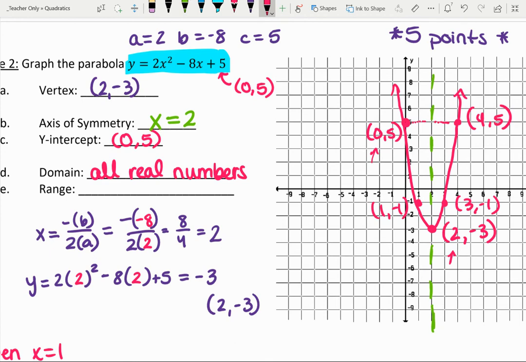Then our range here, we have an imaginary boundary here at y equals -3. So our range is going to be y is greater than or equal to -3.